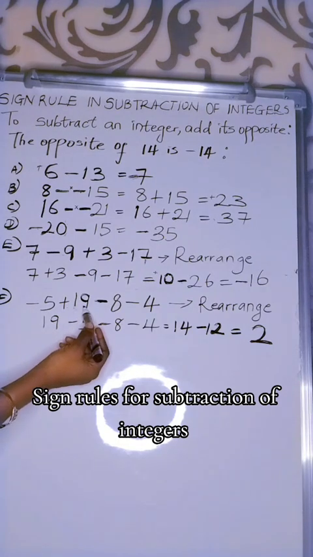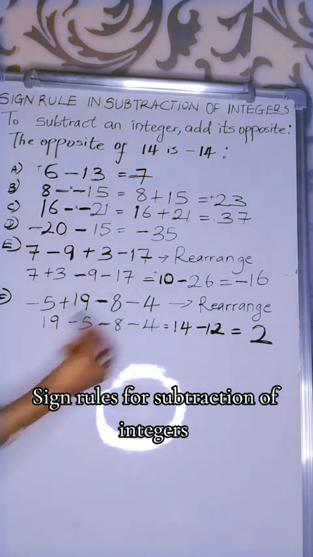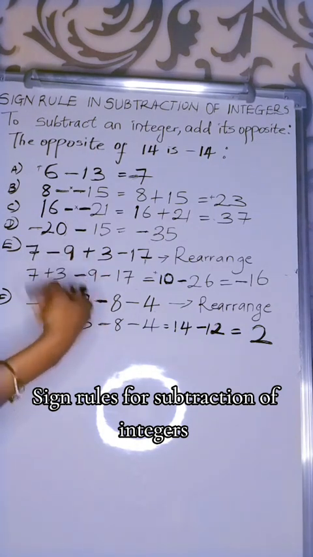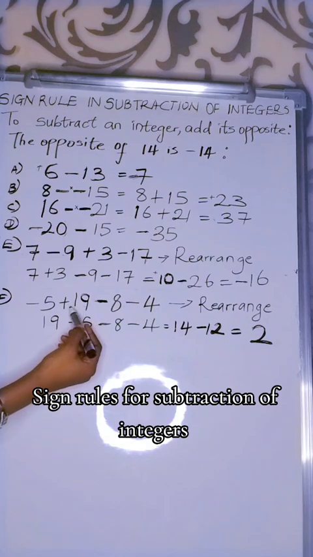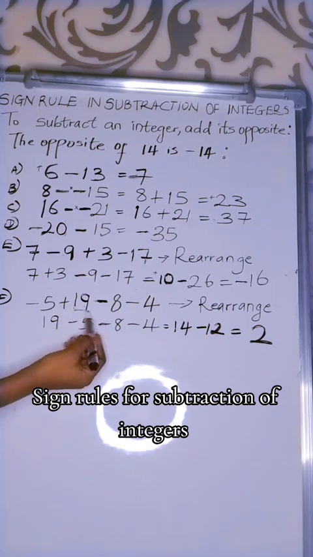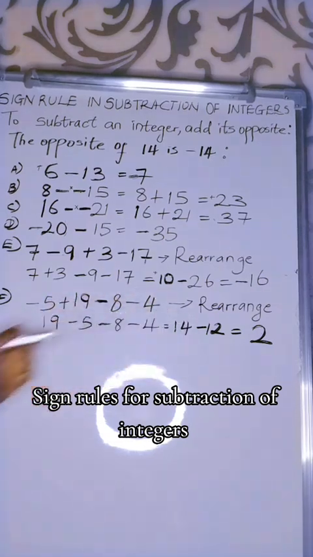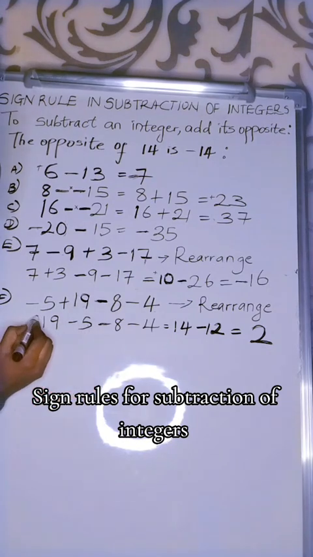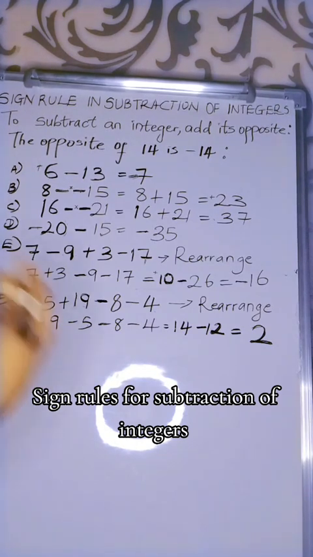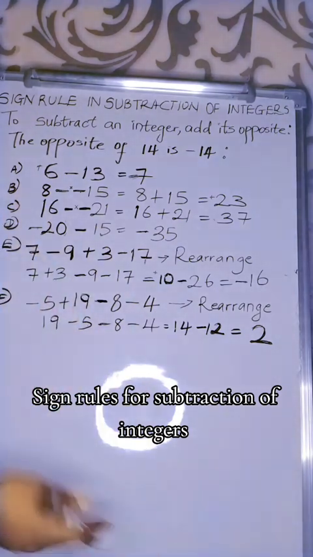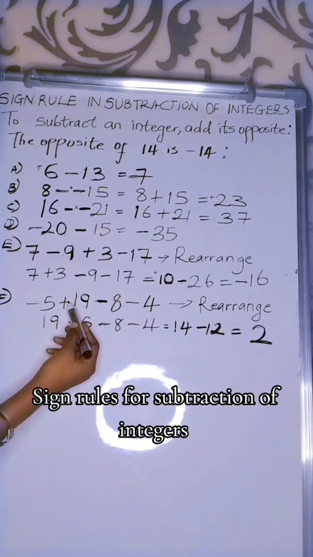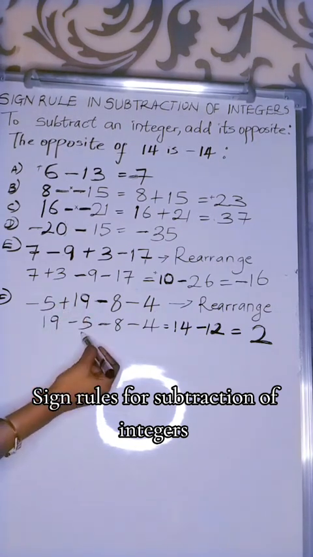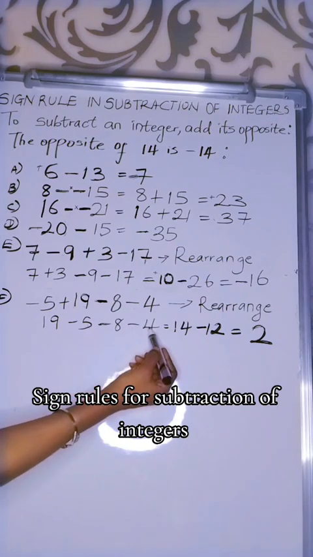Minus 5 plus 19 minus 8 minus 4. Rearrange. So the first positive number we have is what? 19. We don't have any other positive number. So we continue. 19 minus 5. No need to add this positive sign again because the number is at the beginning, and since it's positive, you don't need plus. 19 and plus 19, they are still the same. So minus 5, 19 minus 5 minus 8 minus 4.